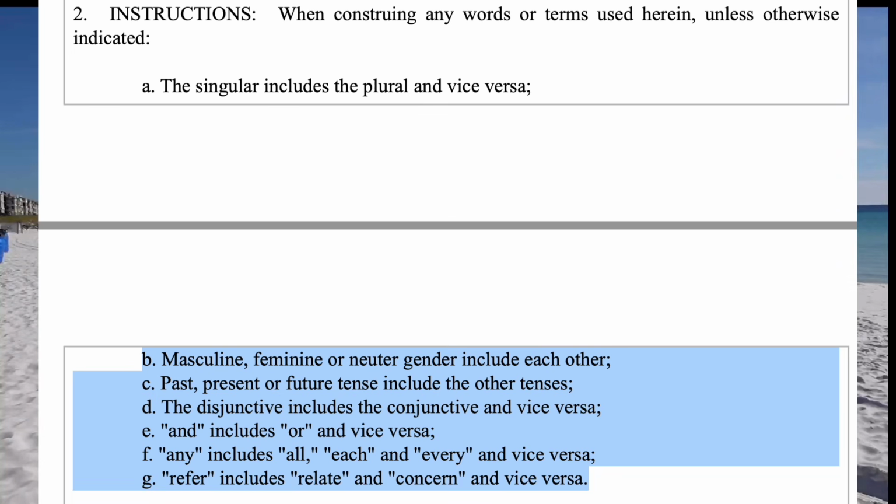Past, present, or future tense includes other tenses. The disjunctive includes the conjunctive and vice versa. So, "and" includes "or" and vice versa. "Any" includes "all," "each," and "every," and vice versa. "Refer" includes "relate" and "concern," and vice versa. And if you're thinking this is really going to create a headache for the lawyers on the other side, you're correct, which is why good lawyers usually include the following language.